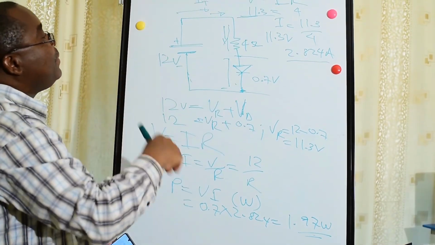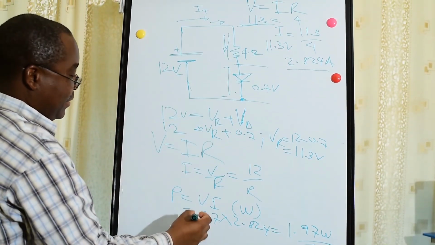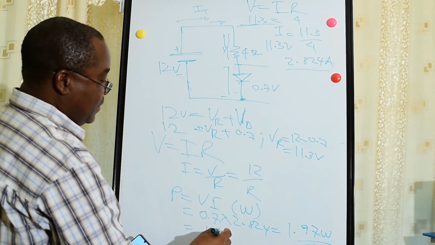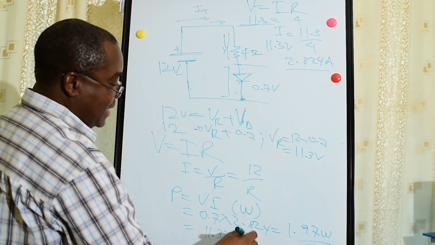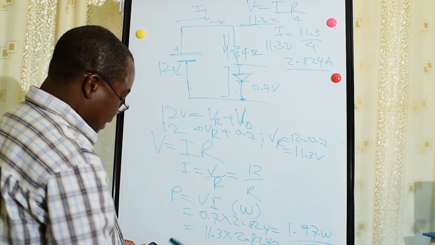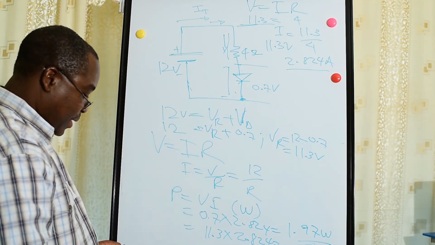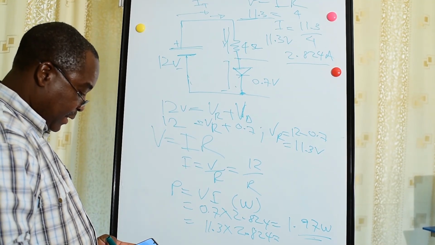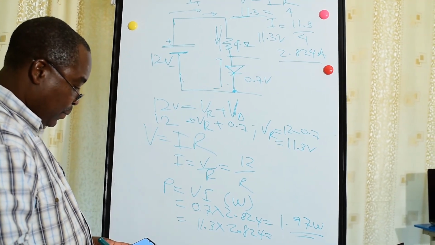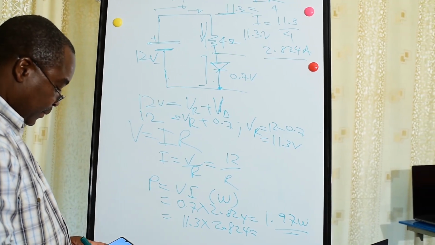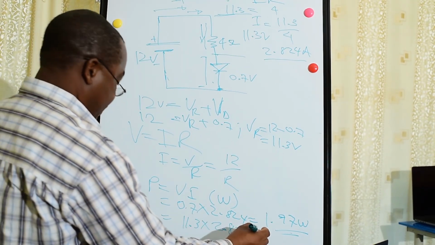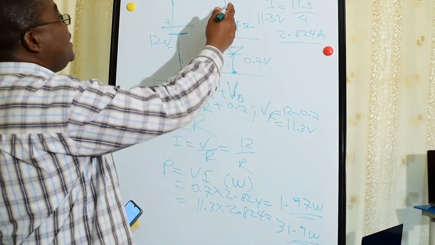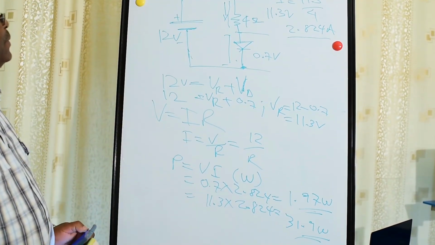Also, power which will be dissipated in the resistor is equal to the same formula we are using. The voltage is 11.3 times current is the same, because it is a series circuit. The current is the same in the series circuit. By using calculator, we'll see how much power will be dissipated in a resistor, which is 11.3 times 2.824. So we'll have a power here is 31.9 watt. This is the power which will be dissipated here in the resistor.